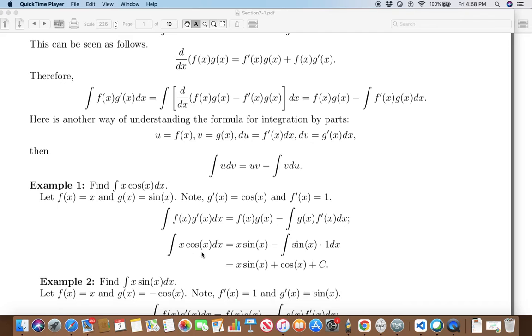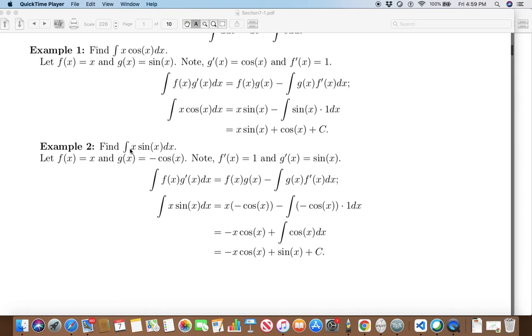So the integral of x cosine x dx is x sine x minus the integral of sine x. Well, you already know what the integral of sine x is. The integral of sine is negative cosine, and there's already a negative, so it becomes plus. x sine x plus cosine x plus the constant of integration. Do not forget the constant of integration.